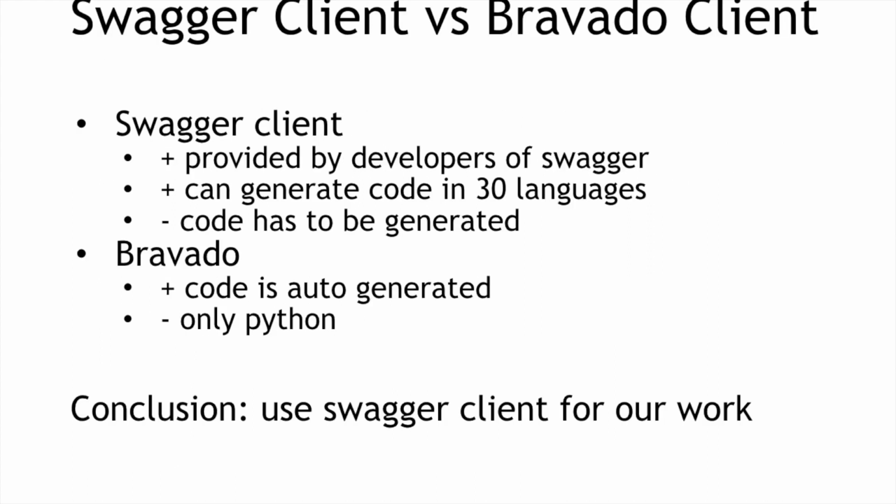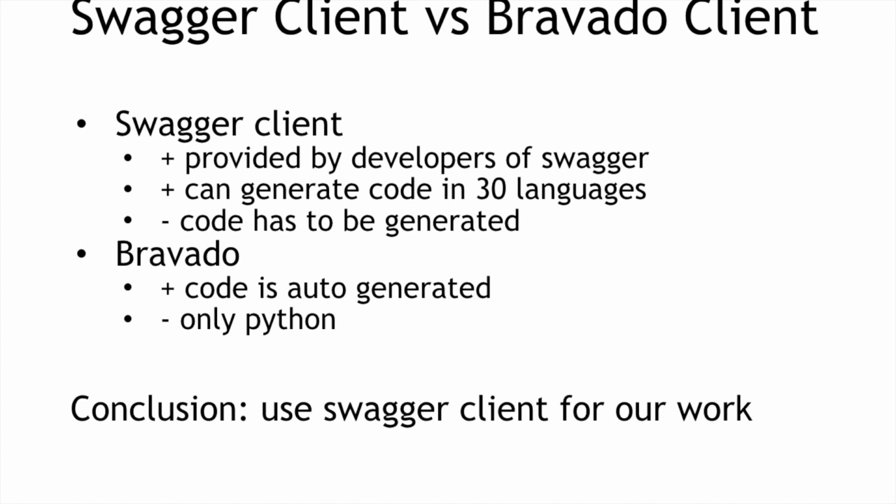When we compare Swagger client versus Bravado client, we find the following. Swagger is provided by the developers of Swagger, so we are somewhat in a good state because they are trying to update these APIs and the code gen so that we can reuse them. At this time, 30 languages are supported. However, the code has to be generated. This has to be done on the server side as well as on the client side. So if the API changes, I do have to do some modifications to my code.